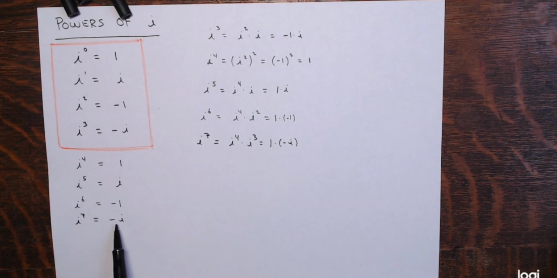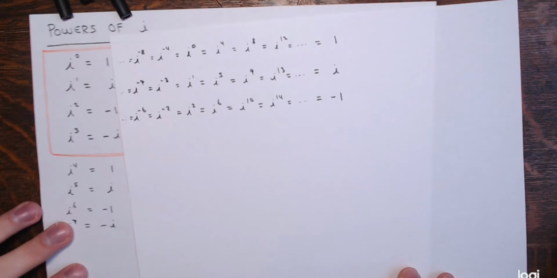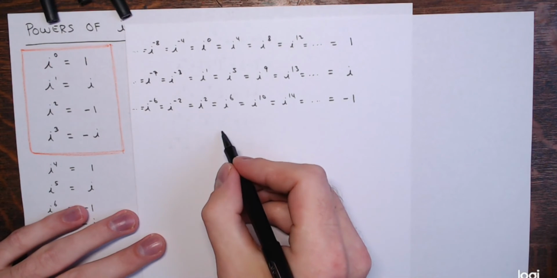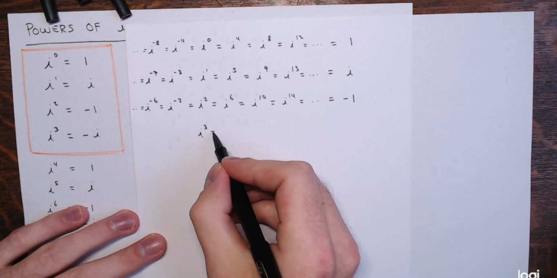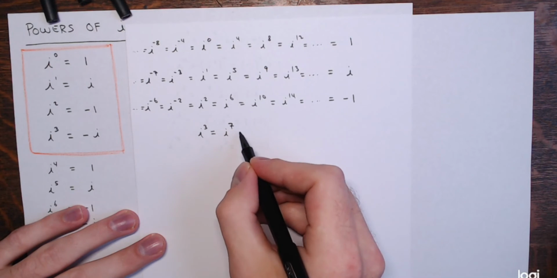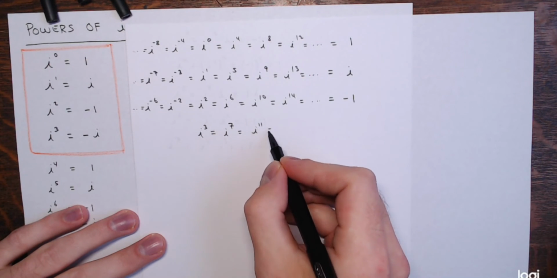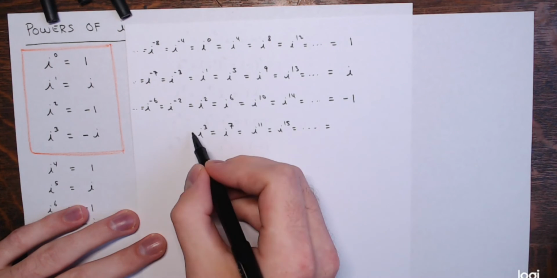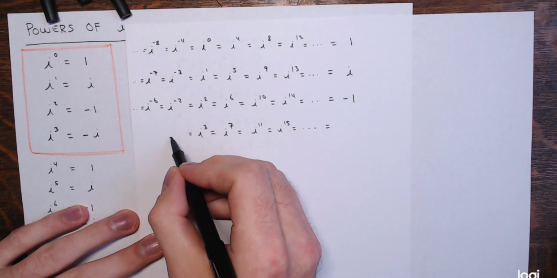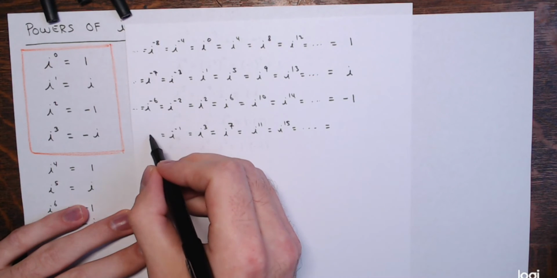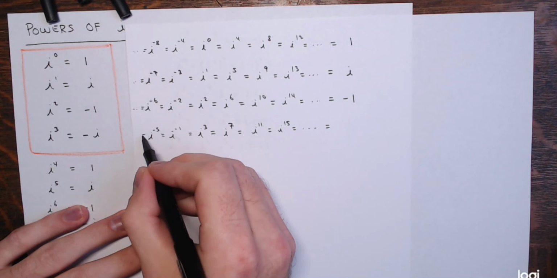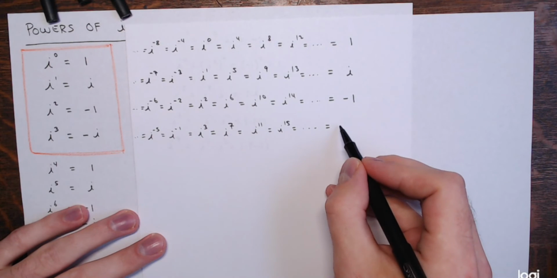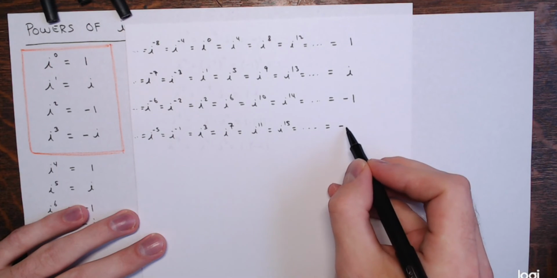I to the 7th is also negative I, and I can keep doing that. All right, so this will complete this page. So I to the 3rd has the same value as I to the 7th, I to the 11th, I to the 15th, and so on. And subtracting 4, I get I to the negative 1st, I to the negative 5th, and so on. All of these have a value equivalent to negative I.